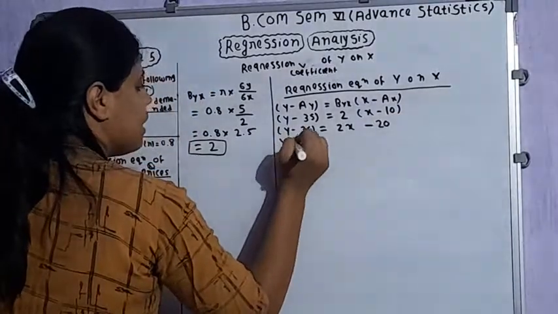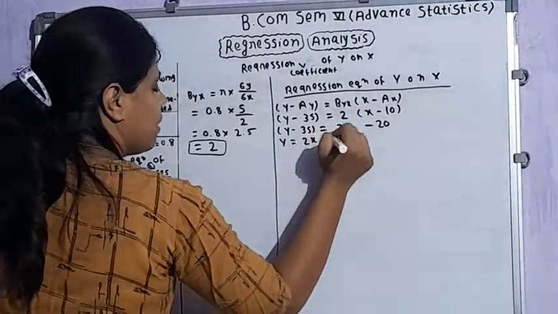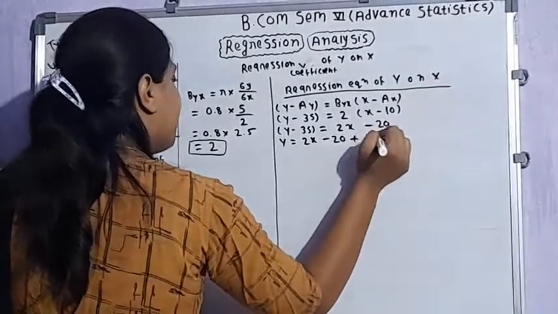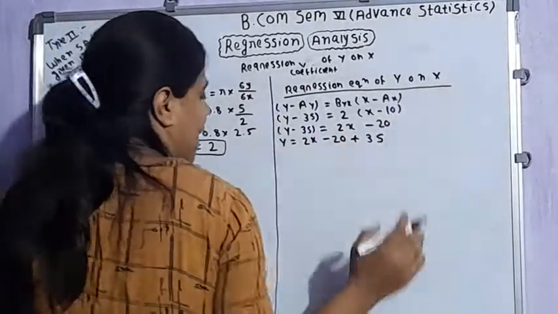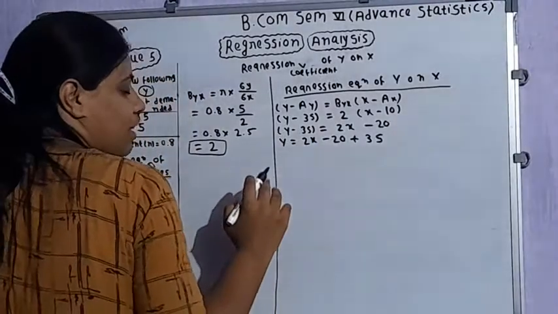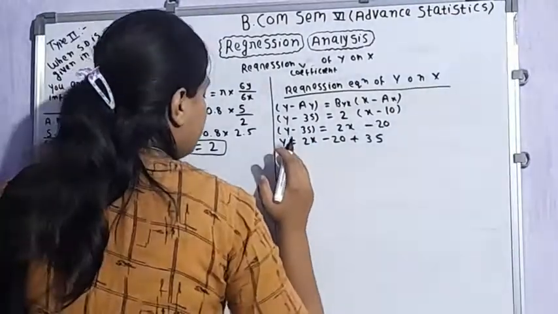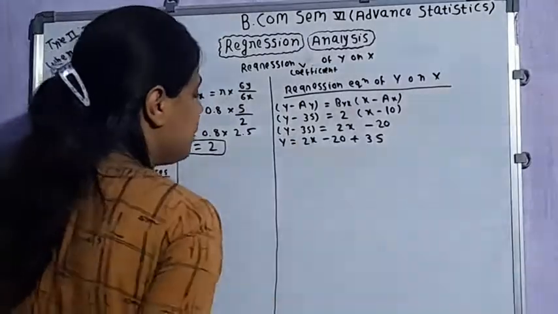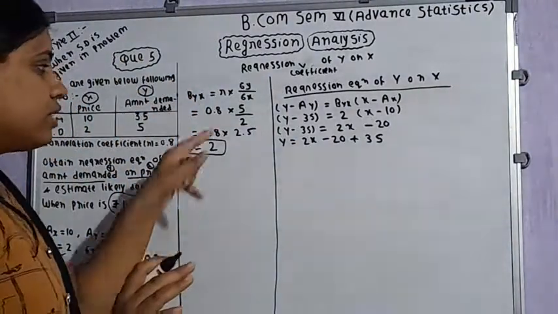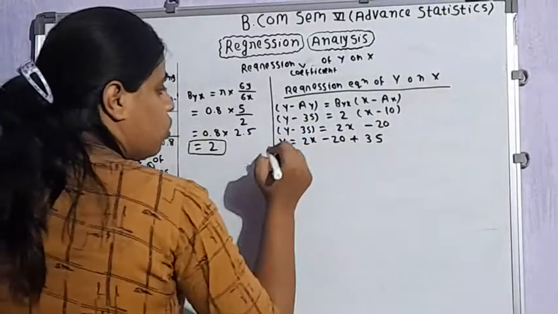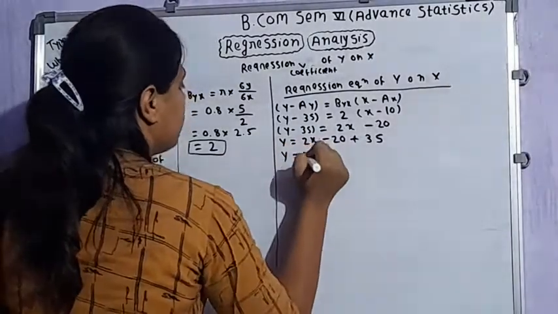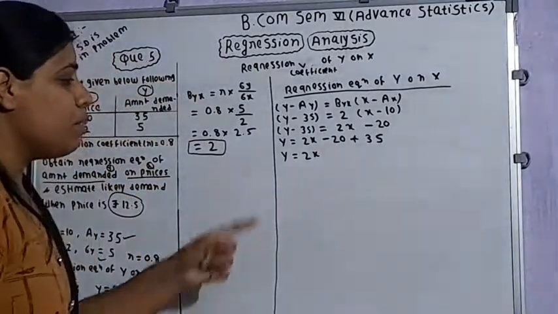So y is equals to 2x minus 20 plus 35. Why plus 35? Because we are taking this 35 from the left hand side to the right hand side, and when a value is transferred from the left hand side to the right hand side, the sign gets changed. Here it is minus, that is why it's becoming plus over here. Okay. So y is equals to 2x minus 20 plus 35.